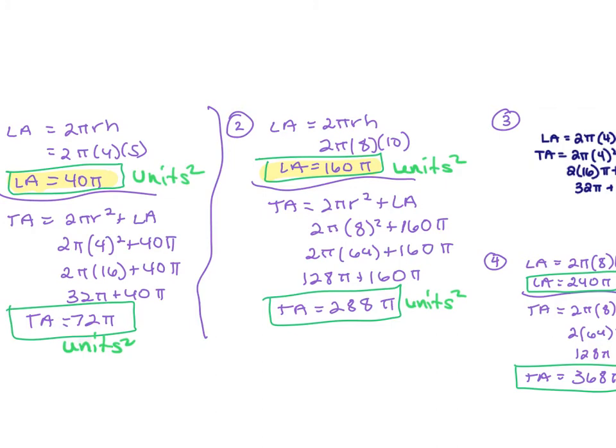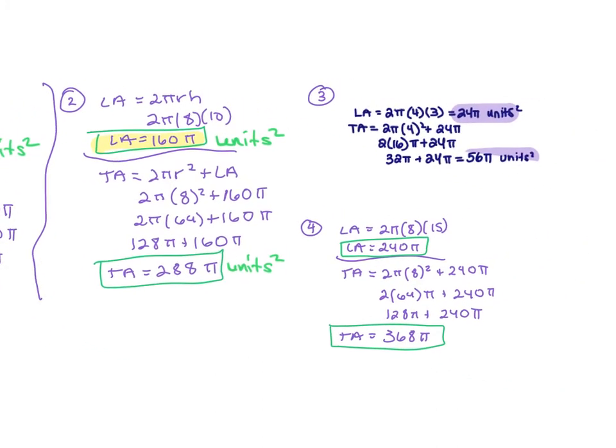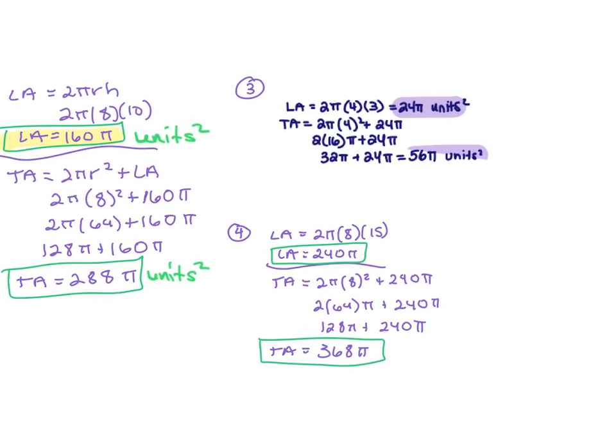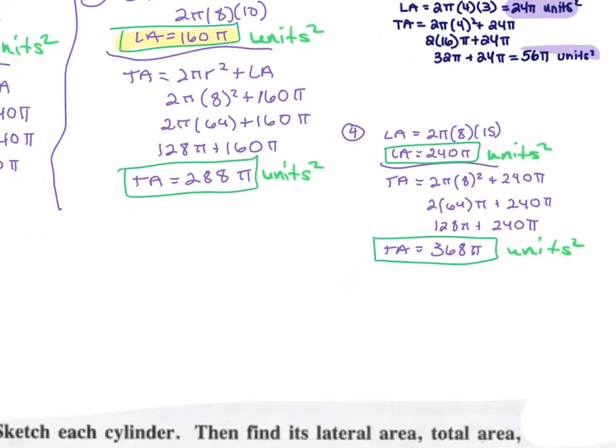Number 3, same thing. Plug in your information, 2 pi r height, and you get 24 pi, and then 56 pi. And again, units squared. Number 4, these are units squared. And again, plug in the numbers. Any questions on 1 through 4? Okay, let's move to 6.